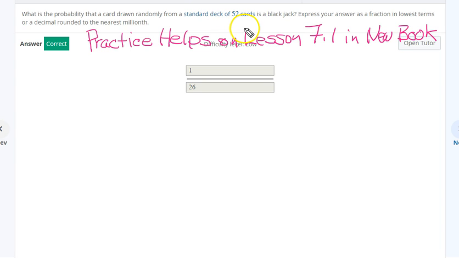Now, in all of these, you need to focus, read carefully, read again, what are they asking, and then reflect on what we've gone over in our flipped classroom video. What is the probability that a card drawn randomly from a standard deck of 52 cards is a black jack?